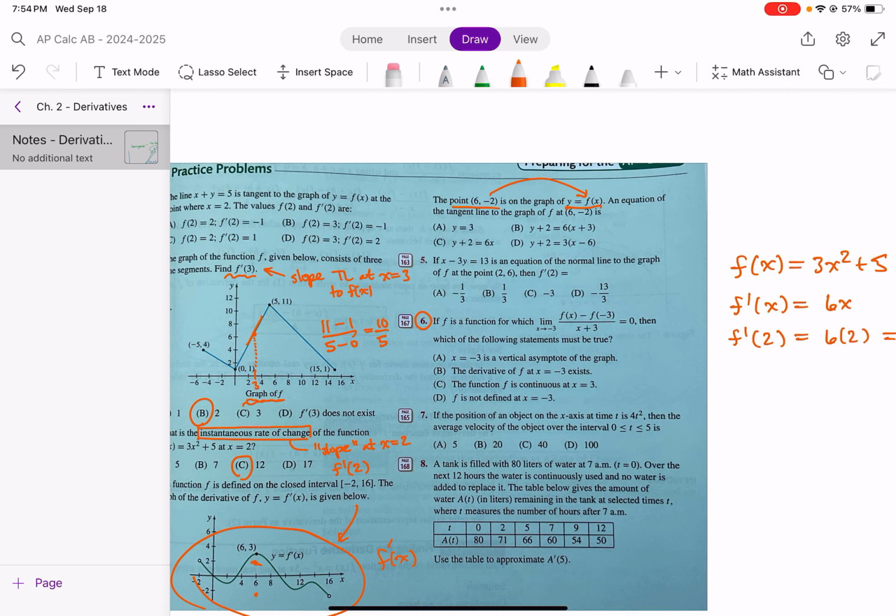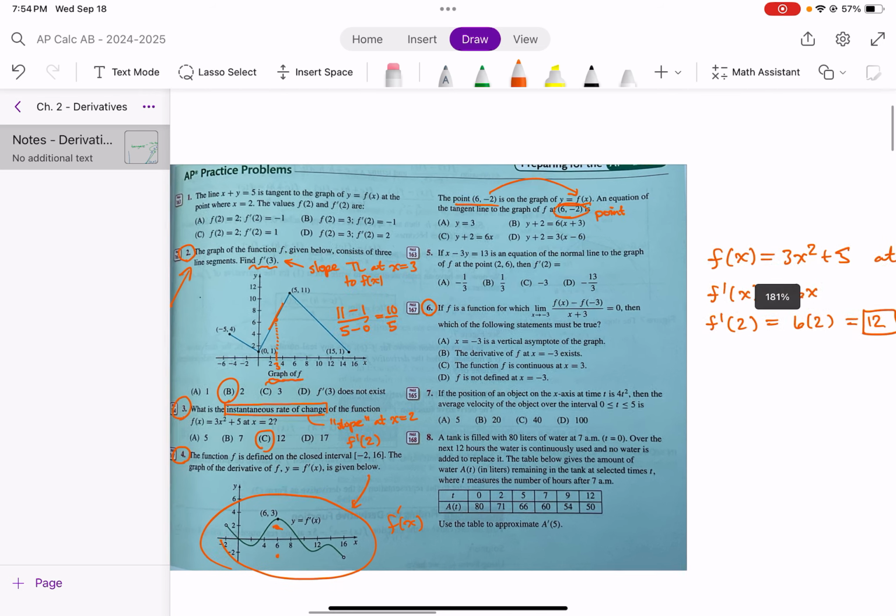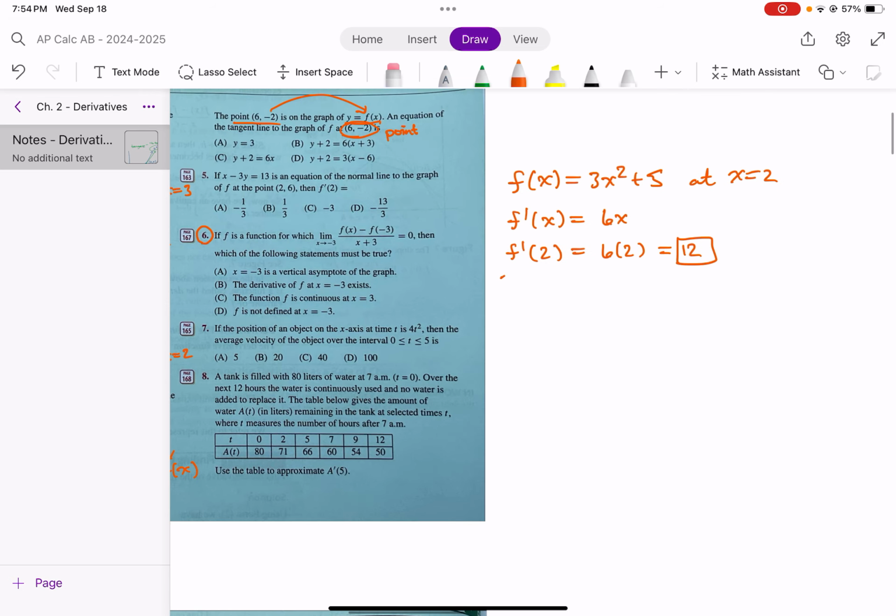We want an equation of the tangent line to the graph of f at (6, -2), right? This is our point. How do we write the equation of a tangent line? Well, if you have a point, the only other thing you need is the slope. So we want to know, for this new problem, what is the slope?